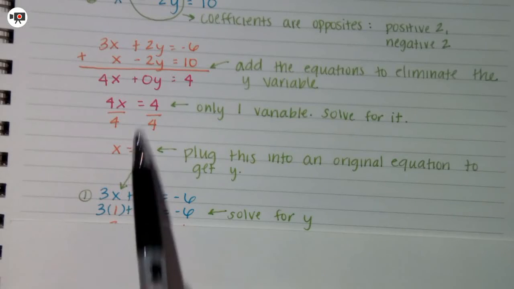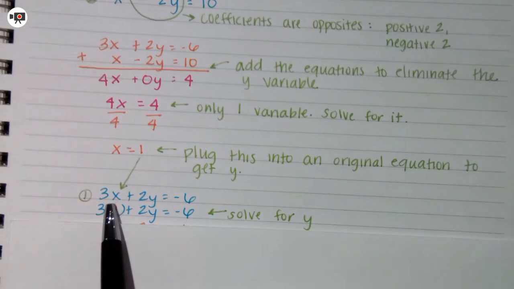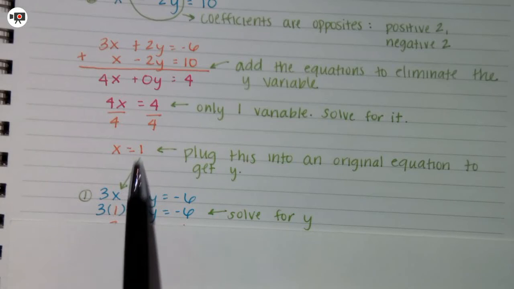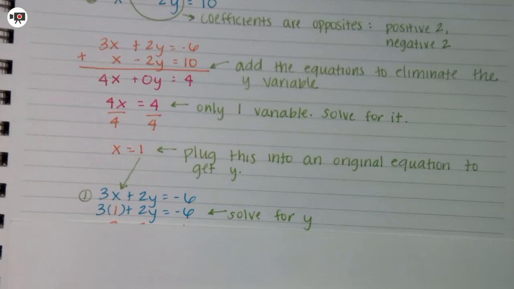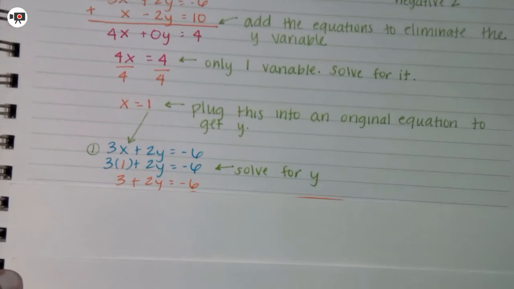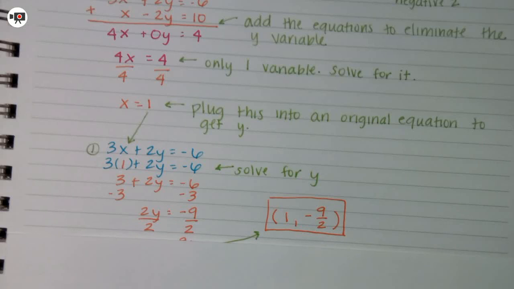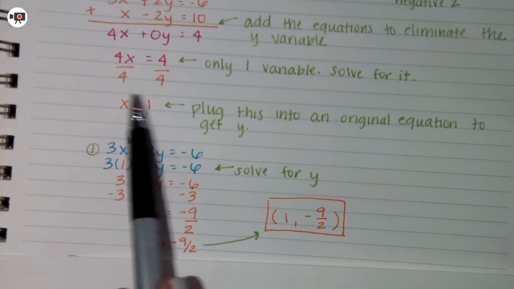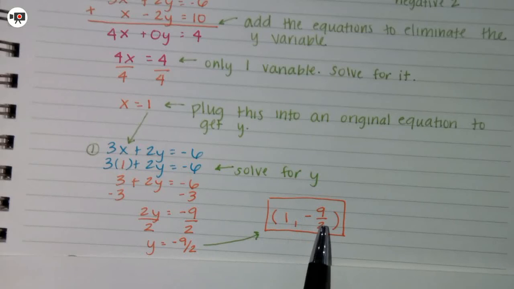So putting x = 1 into equation 1, I have 3x + 2y = -6, so 3 times 1 plus 2y = -6. Now again, I only have one variable, so I'm going to solve for y. So 3 + 2y = -6. Get y by itself, and y = -9/2. So I take my x and I take my y, and they go together in an ordered pair for my answer.